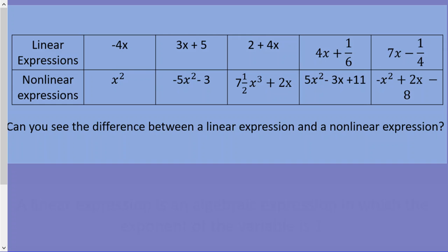Alright, here's a table of linear expressions and nonlinear expressions. Can you see the difference between a linear expression and a nonlinear expression? As we're looking at the table, in the linear expression column we have variables as well as constants, numbers without a variable. And in the nonlinear expressions we have variables, constants, as well as exponents.